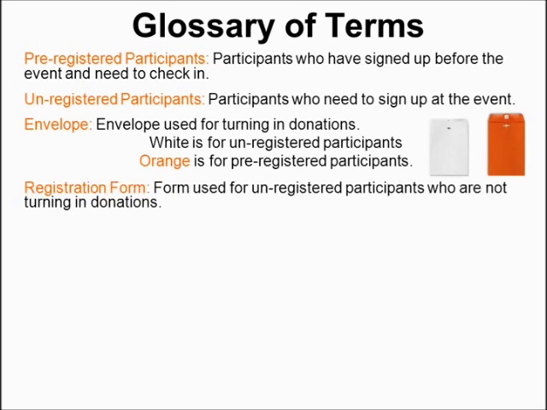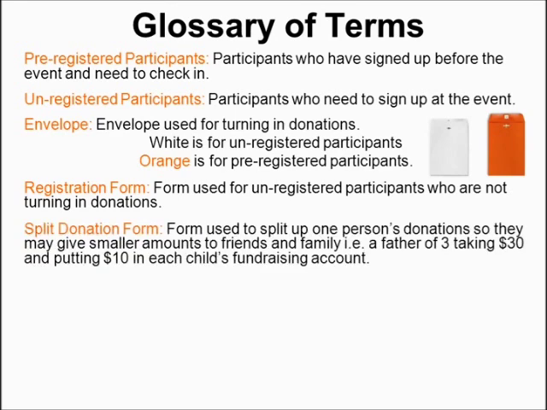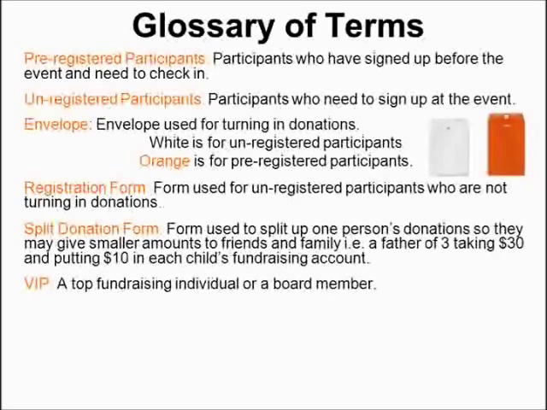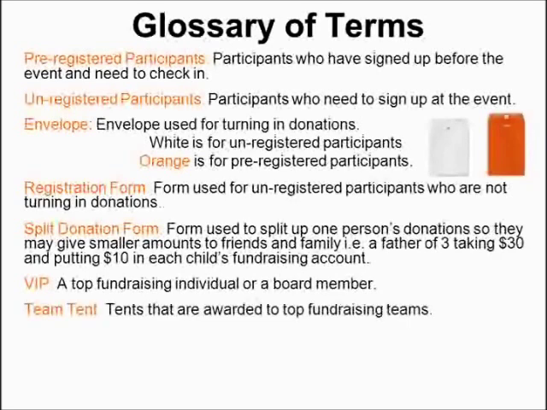Our registration form is a form used for unregistered participants who are not turning in donations. A split donation form. This is a form used to split up one person's donations so they may give smaller amounts to friends and family, such as a father of 3 taking $30 and putting $10 in each child's fundraising account. A VIP is a top fundraising individual or a board member.